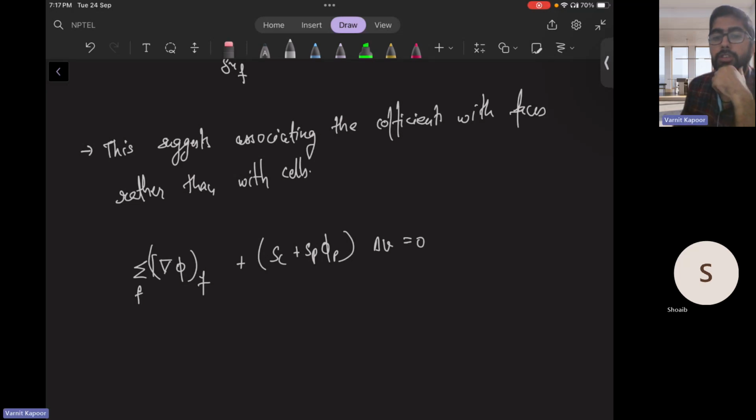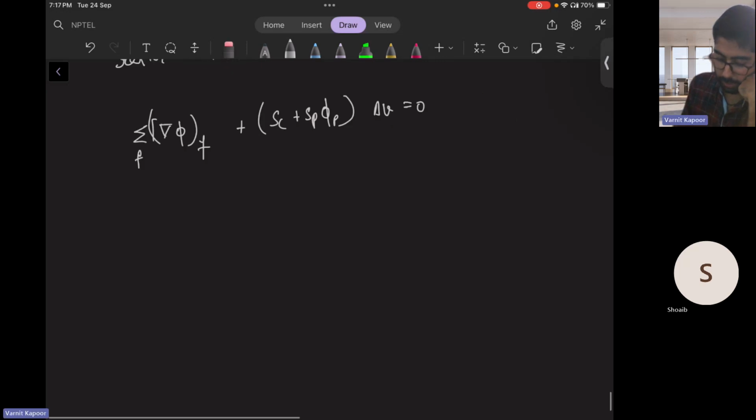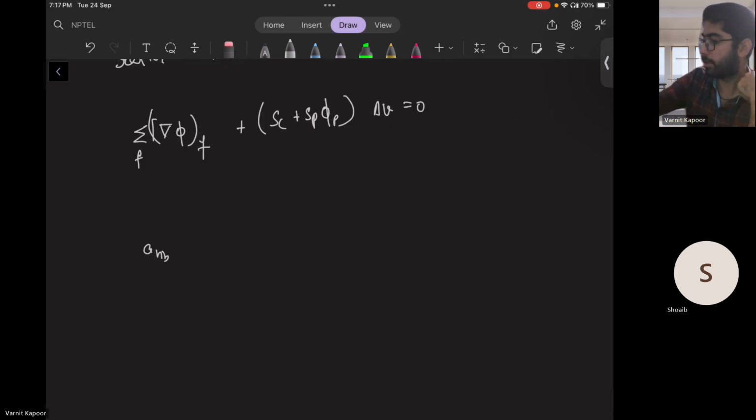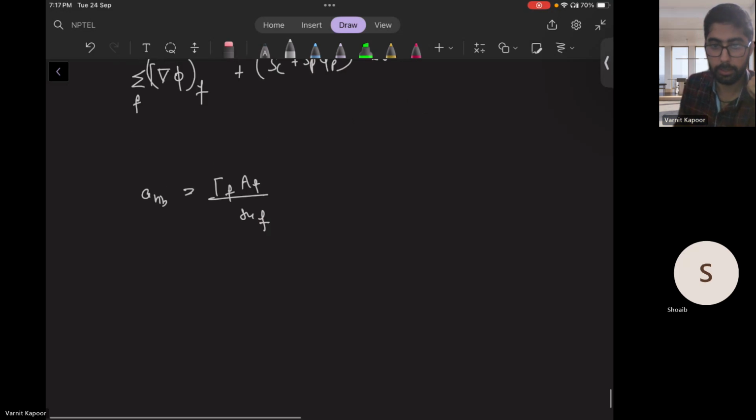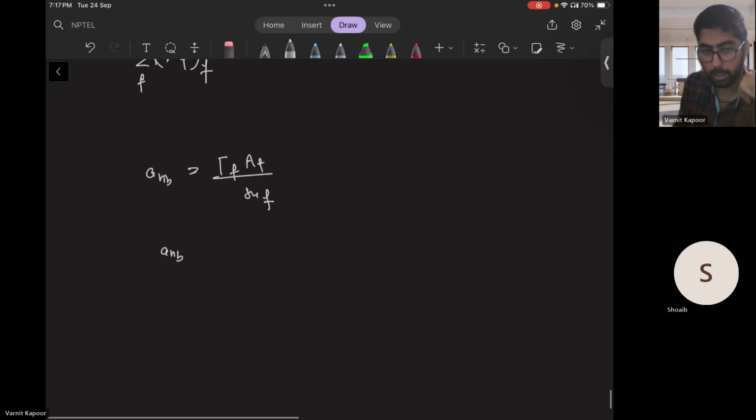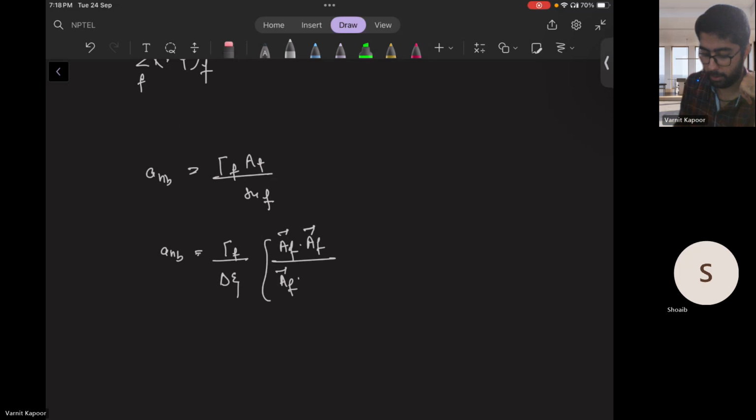So we are working with a face-based structure. So what we can say, AB is gamma F AF on delta X, and AB is gamma F plus zeta, AF dot AF on AF dot E zeta. We can calculate AB for a face F that is between cell C0 and C1. So AB for C0 is equal to AB for cell C0, and AB for C1 is equal to AB for cell C1. Do you have any doubt, please ask?